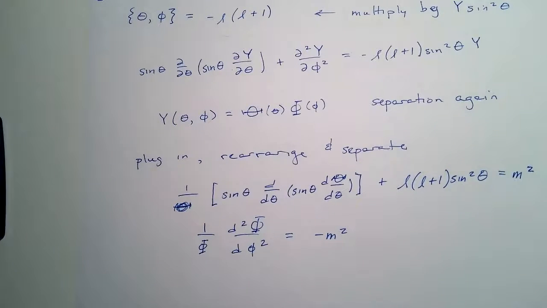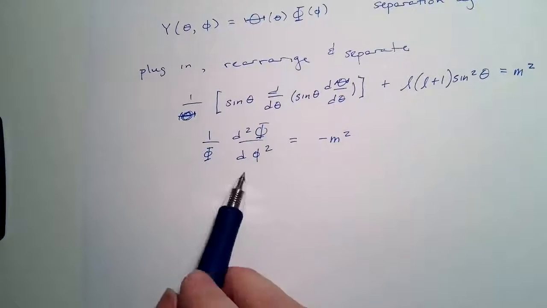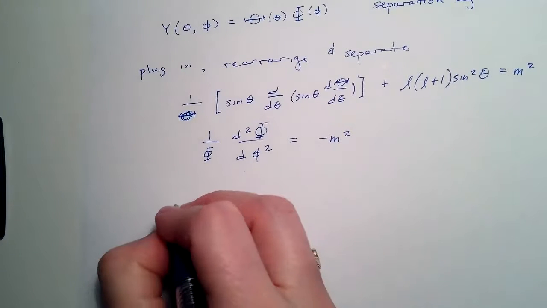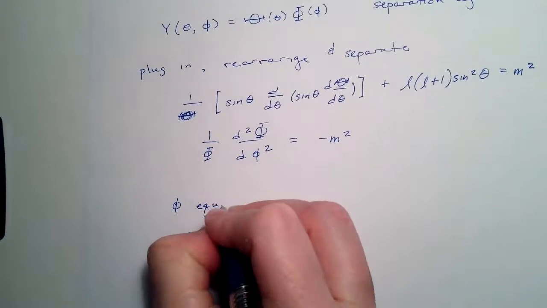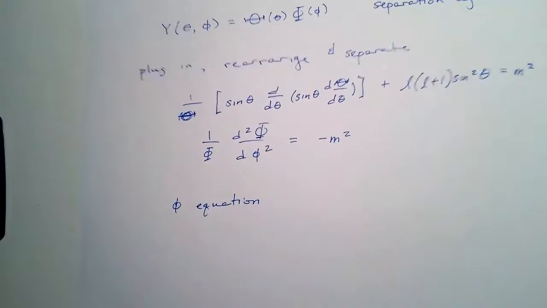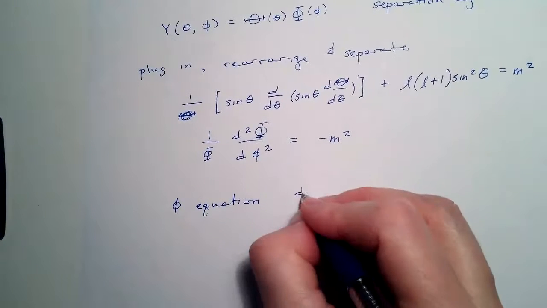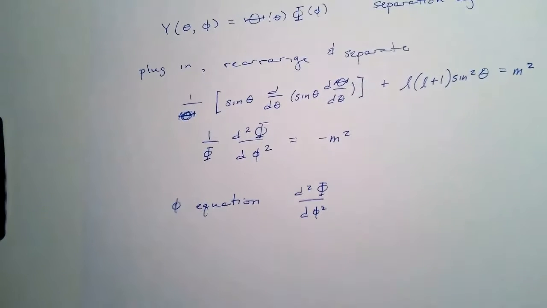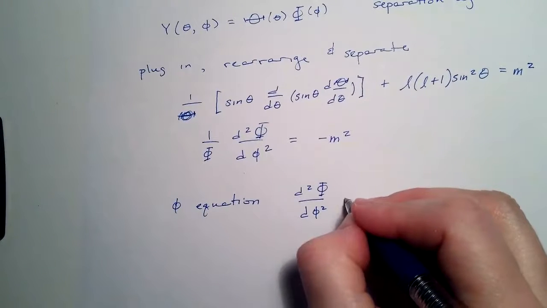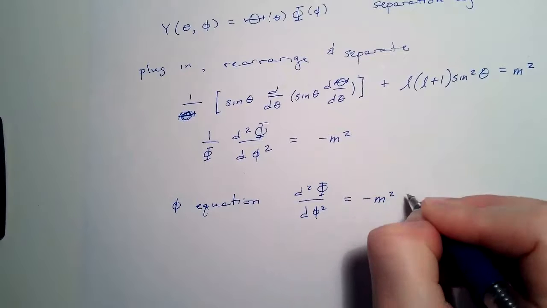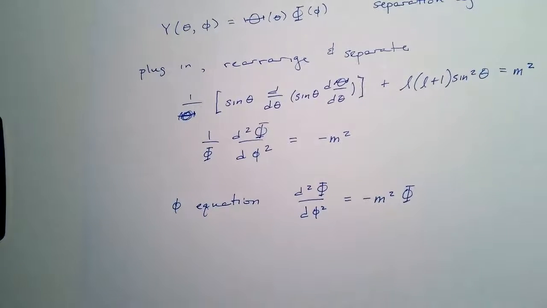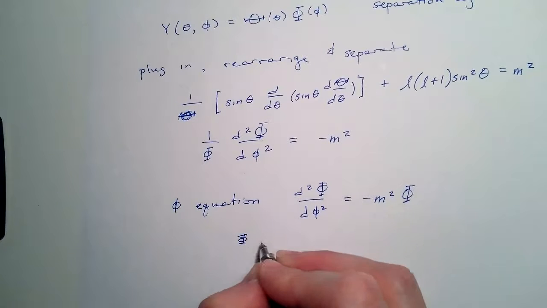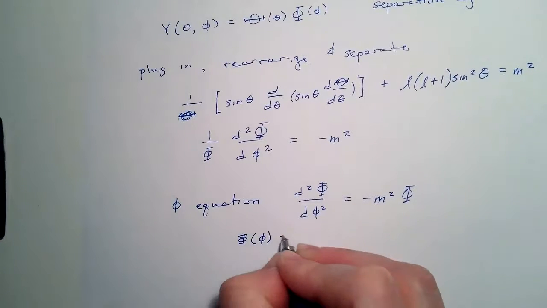Okay, so the first one I want to attack is actually my phi equation, because it looks like the simplest thing to attack. So the phi equation, if we rearrange that just a little bit, says the second derivative of the phi equation equals negative a constant squared times our original equation. That's a pretty simple differential equation for us to solve, right?